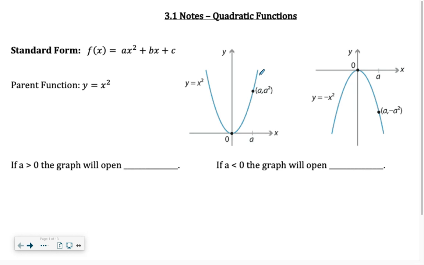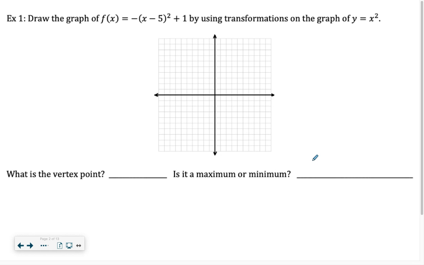So the first thing that we want to mention is that if our a term is positive, if it's greater than 0, the graph is going to open up. If it's negative, the graph is going to open down. And we talked about that idea already when we did transformations. Okay, if we had that negative outside like that, that was a reflection across the x-axis. So that's the same idea here.